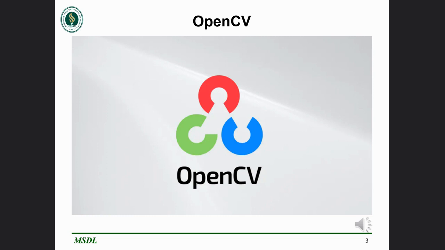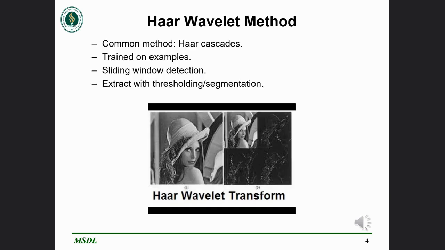OpenCV provides several methods for object detection such as template matching, feature detection, and deep learning based approaches such as Haar cascades and convolutional neural networks, which are also known as CNNs. With that, we'll proceed to the next slide.